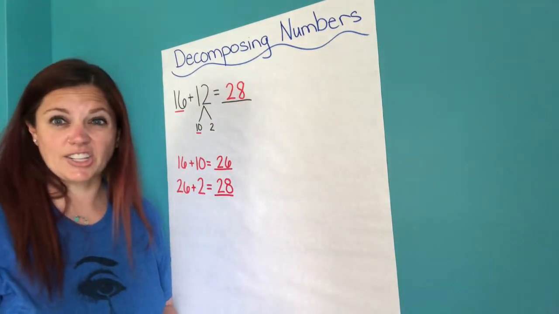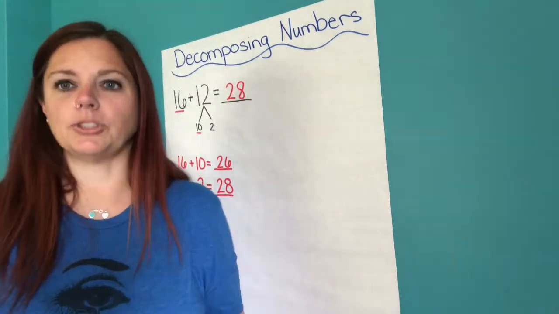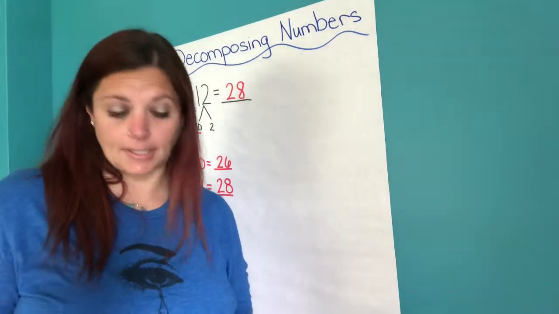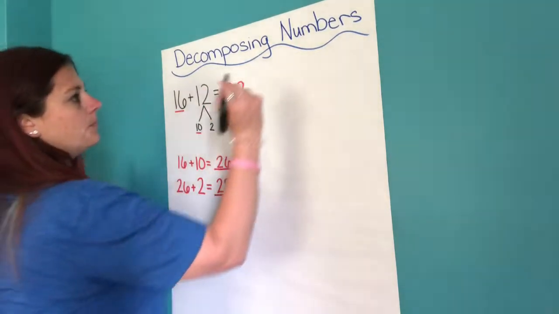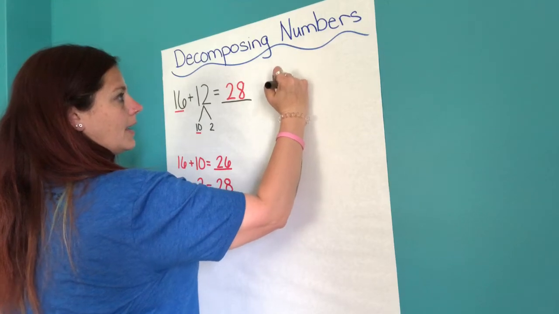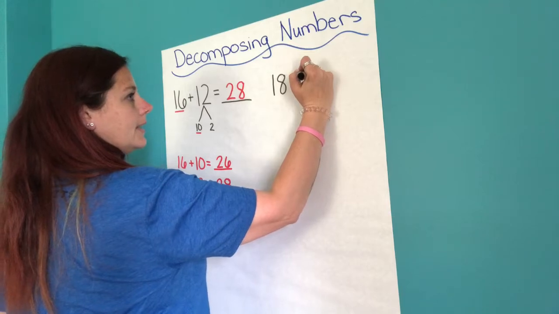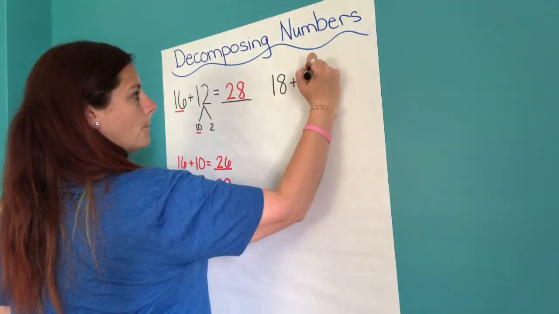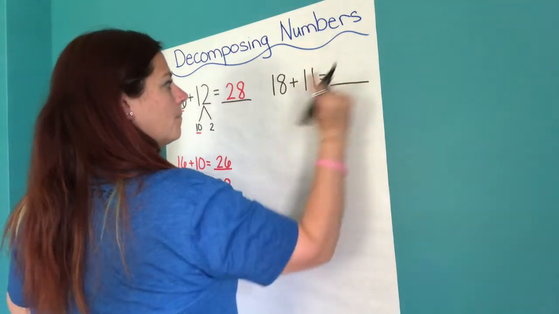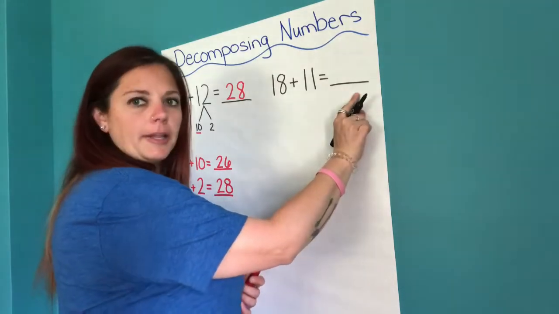Now this is a hard strategy because there's a lot of steps to it, okay? So we're gonna do another one together too. Remember, we're decomposing, so we're breaking down. We always break down the smaller number in our number sentence. So here's your next one. We have 18 plus, let's see, 18 plus 11 equals blank.